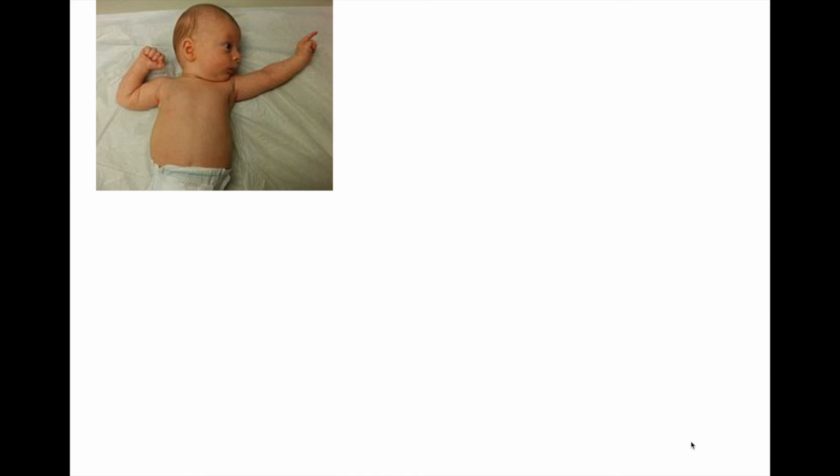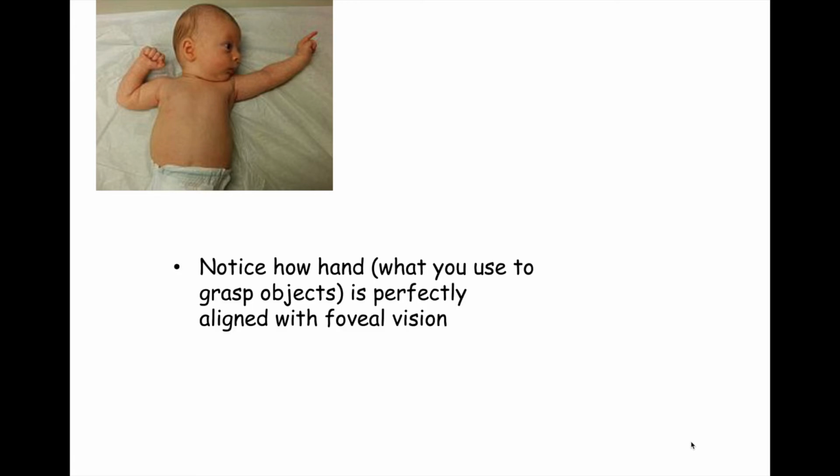Not only do you garner descriptions of things from how they feel, but also you associate how they look. And if you're going to associate how something looks with how it feels when you manipulate it, you want to make sure that description visually is the highest definition, most detailed that you can have. Now, notice how the hand is perfectly aligned with the foveal region of vision in most healthy infants.